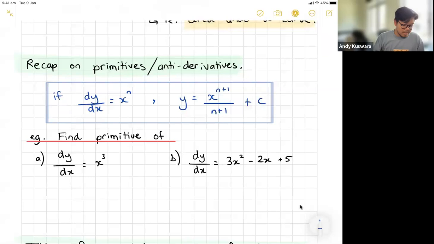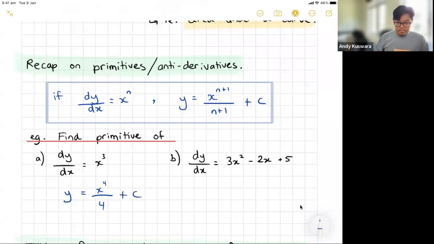So if dy dx equals x to the power of 3, then I'm looking for y. I want to find the primitive, which is the non-differentiated version. And so it says here, I add 1 to the power. So that means x to the power of 4. And then I also need to divide by that new power, which is 4. So if the differentiated version was x to the power of 3, my undifferentiated version is x to the power of 4 on 4. Now don't forget, we also need that plus c.